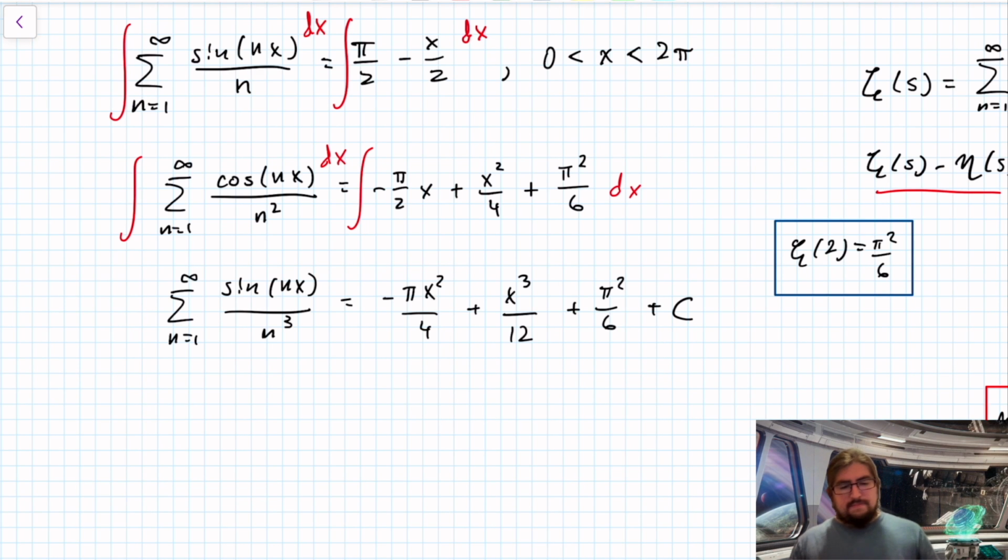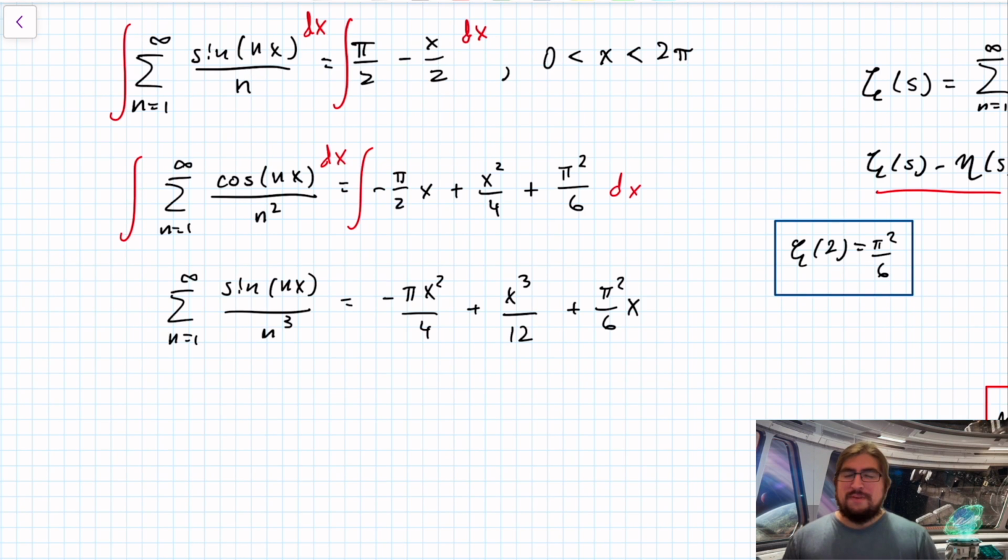And in fact, right, I kind of slightly messed up. The antiderivative of pi squared over 6 is itself times x. So now, there we go. Now we get 0 is equal to 0 plus c, so c is 0. So we can just cancel that plus c out, because it ends up being 0. Okay.